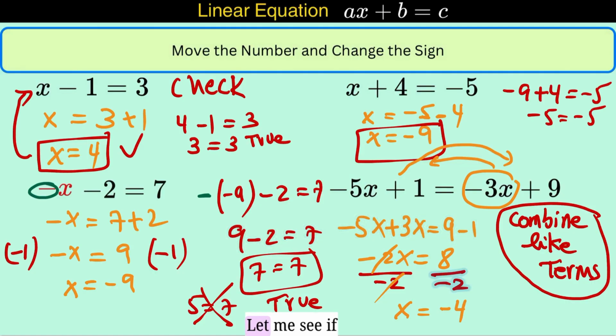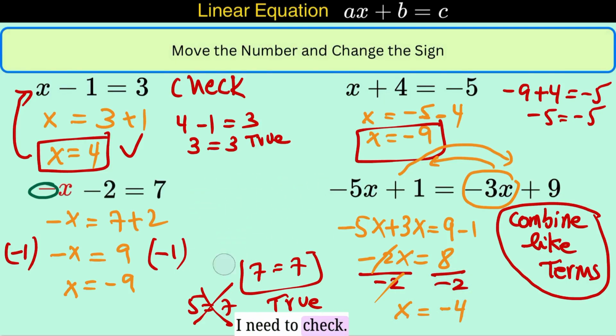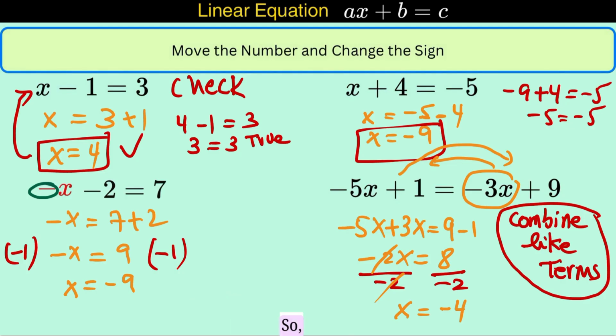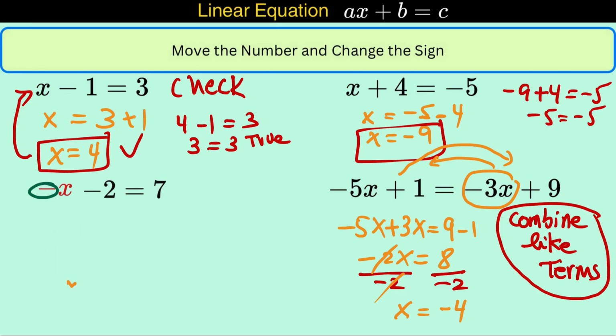Now, let me see if my answer is right. I need to check. The way I'm going to check is like this. So I have negative x. We'll just get some space in here. Negative 5, negative 4. I'm just replacing the x in here. Always go to the original equation. Then I have plus 1 is equal negative 3, negative 4 plus 9.